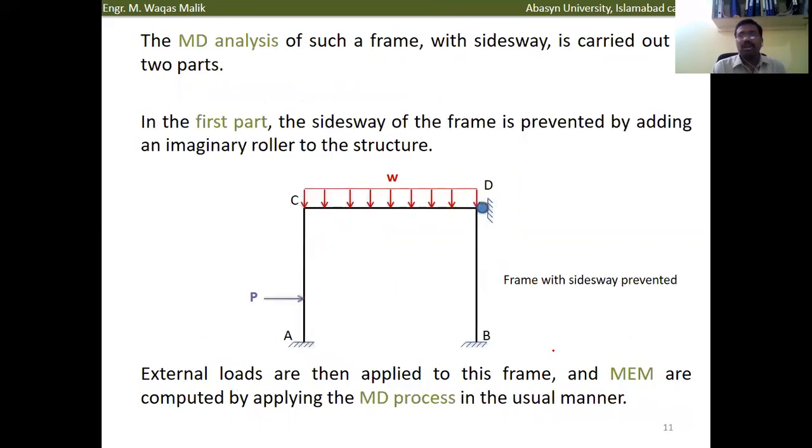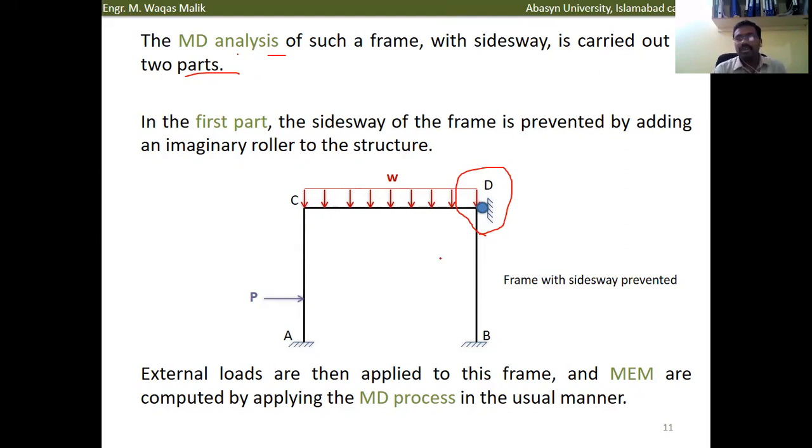And for such types of frames, or frames with side sway, we perform the moment distribution analysis in two parts. In the first part, we prevent the side sway of the frame by providing an imaginary roller to the structure. In the second step, we apply the force of the reaction that is obtained on the roller in the opposite direction on the frame. And after that, the resultant of those values is going to be used in our moment distribution analysis.